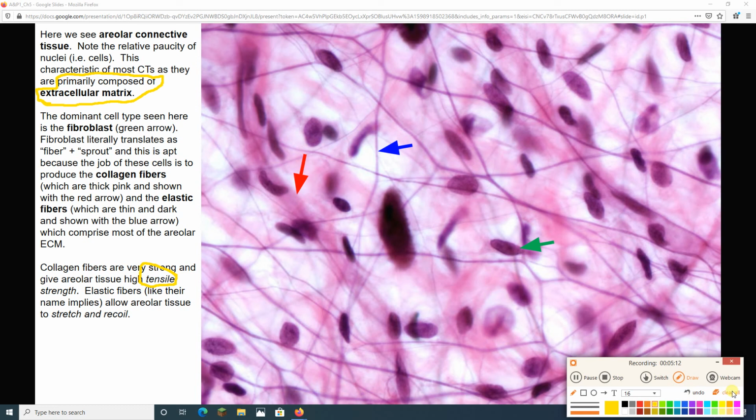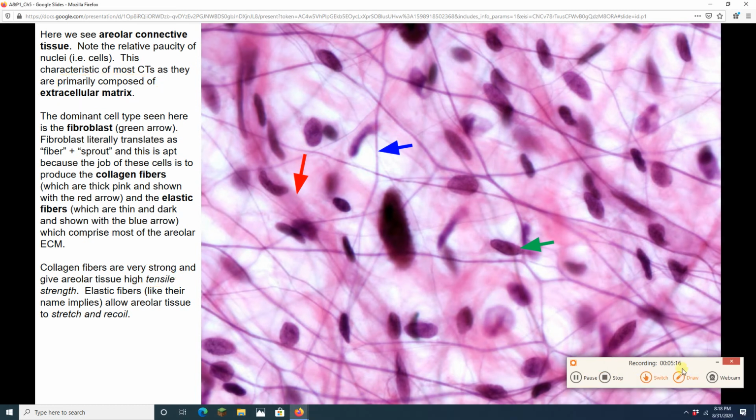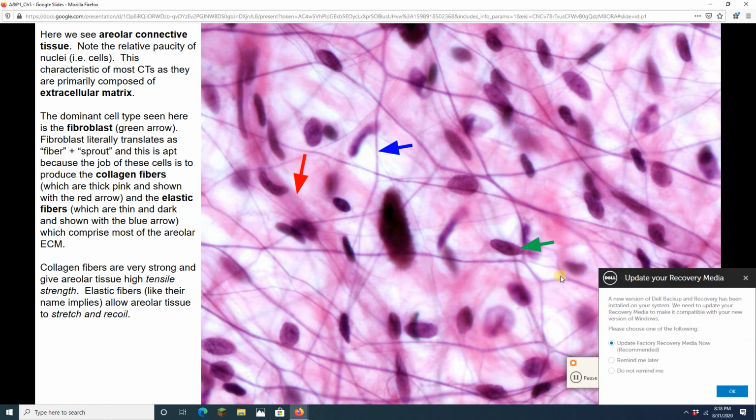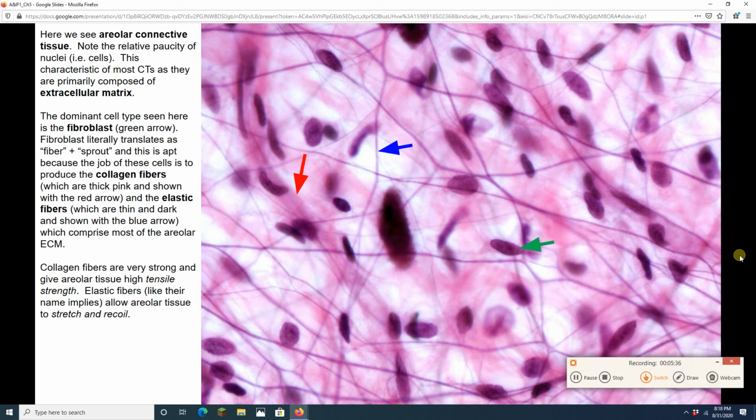All right, let's look at some more areolar connective tissue, which, oh my God, I forgot to tell you, this is called areolar connective tissue. I left out its name until the very end. This is areolar connective tissue. And you're probably wondering, where do we find this tissue in the body? Well, let me tell you, this tissue is going to be under every epithelium. It's going to support every single epithelium.